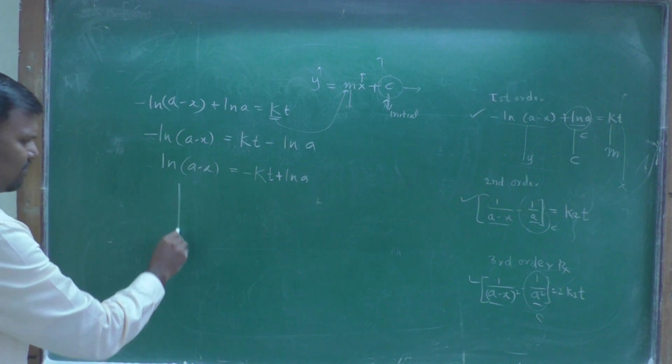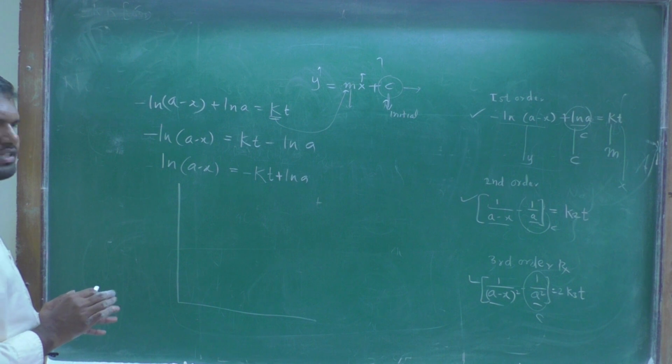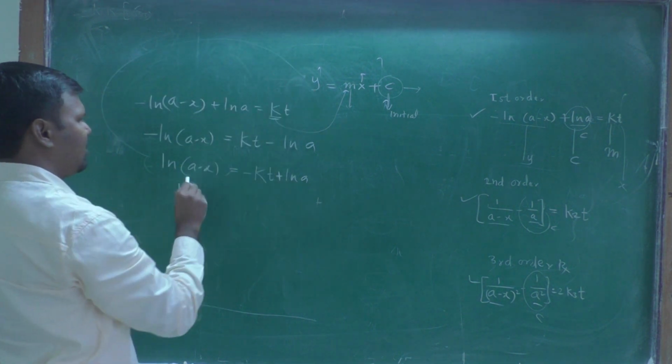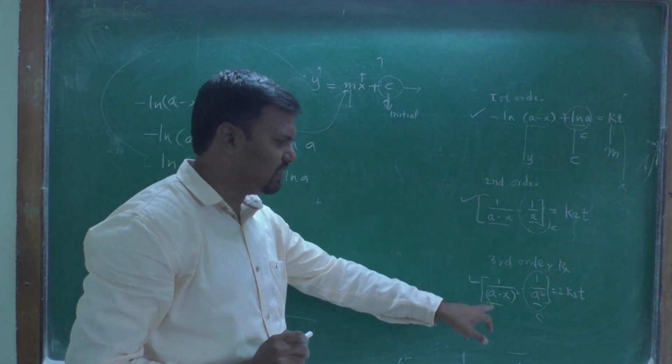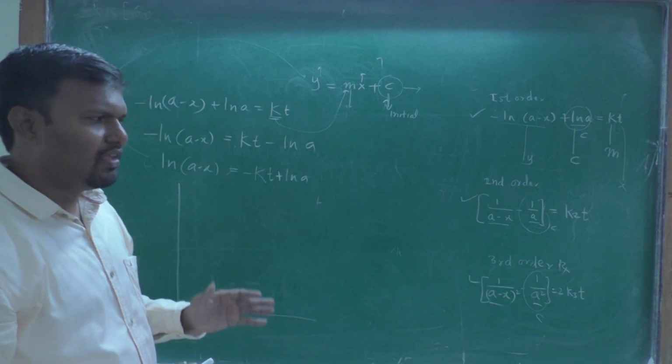Then by comparing this equation with y equals mx plus c, we previously said that y you always take as which quantity? The a minus x quantity. In this case y will be A upon A minus x. In this case y is equal to 1 minus A minus x. Remember that.